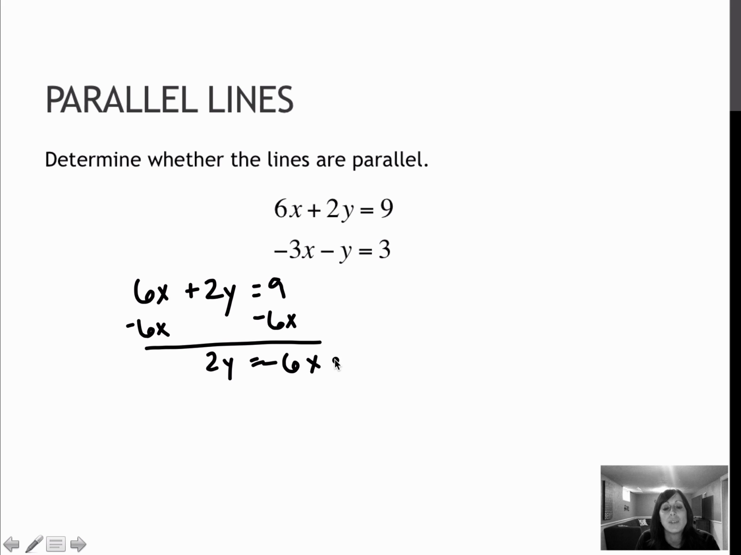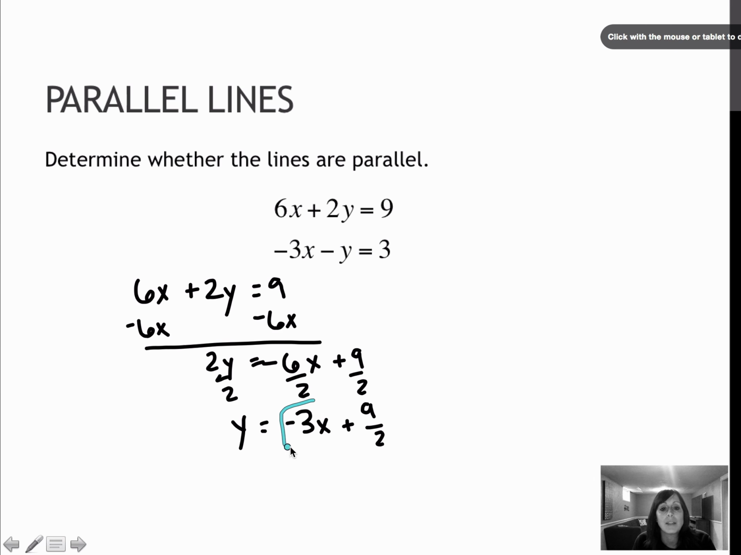I would first move the 6x to the opposite side of the equal sign, and then I would divide everything by 2. This equation is now y equals negative 3x plus 9/2. If you feel the need to turn 9/2 into 4.5, you may, but you don't need to. In fact, the only thing I really care about here is that my slope is negative 3. When I repeat this process for my second equation, if I also get a slope of negative 3, but it's not 9/2 or 4.5 as the y-intercept, then I know that they're parallel.